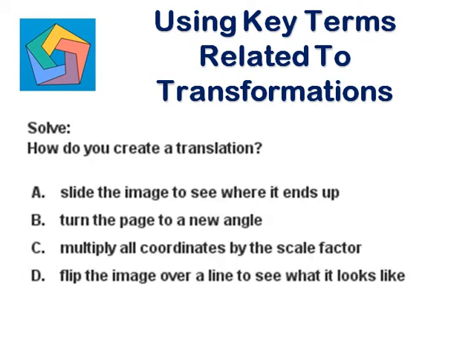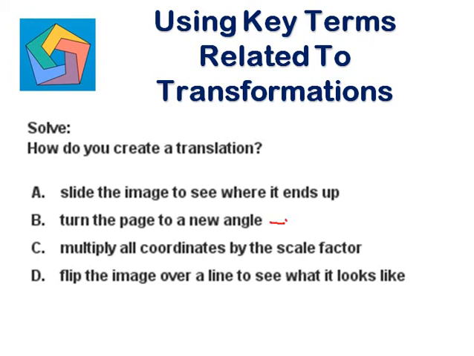Next problem. Solve. How do you create a translation? A. Slide the image to see where it ends up. B. Turn the page to a new angle. C. Multiply all coordinates by the scale factor. D. Flip the image over a line to see what it looks like. As we discussed in the last problem, it is sliding the image to see where it ends up.